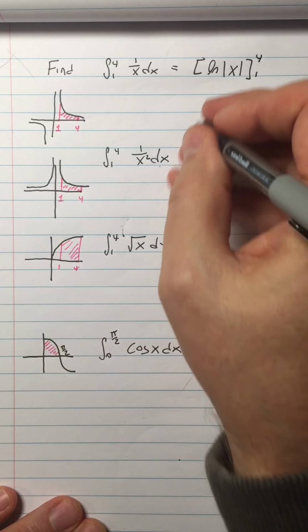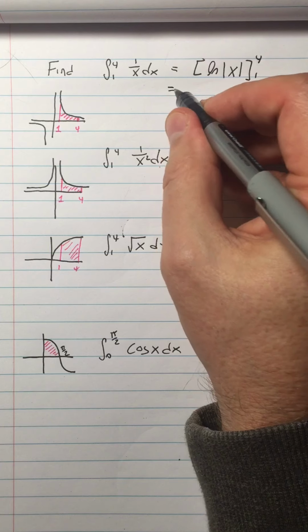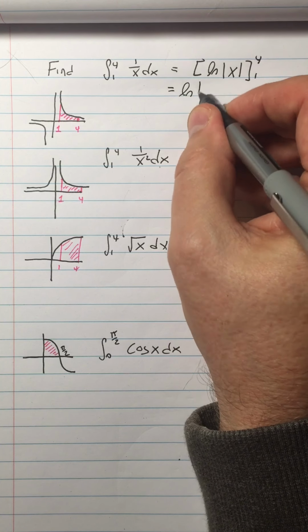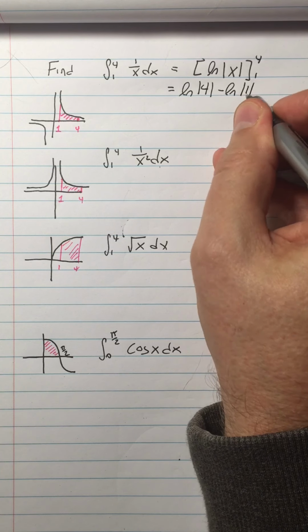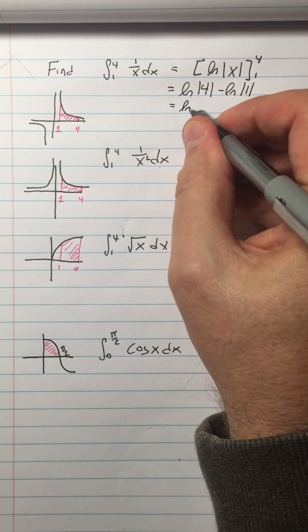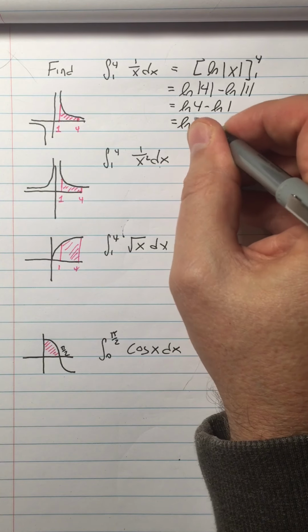And then sometimes that will matter and sometimes it won't. In this case, it doesn't because all my numbers are positive. So technically it's ln of the absolute value of 4, that's plugging in my top, minus ln of the absolute value of 1. So that is the same as ln of 4 minus ln of 1. We know ln of 1 is 0, so that area is ln 4.